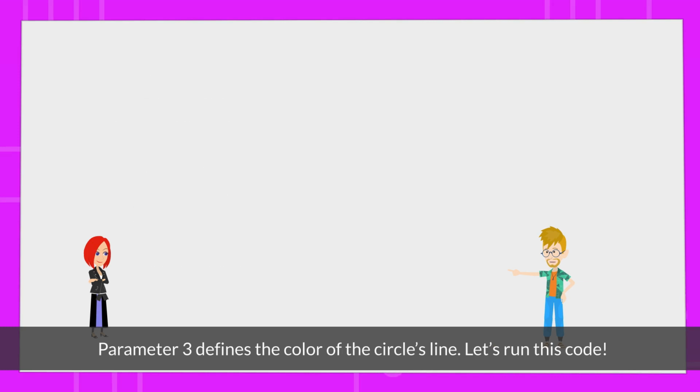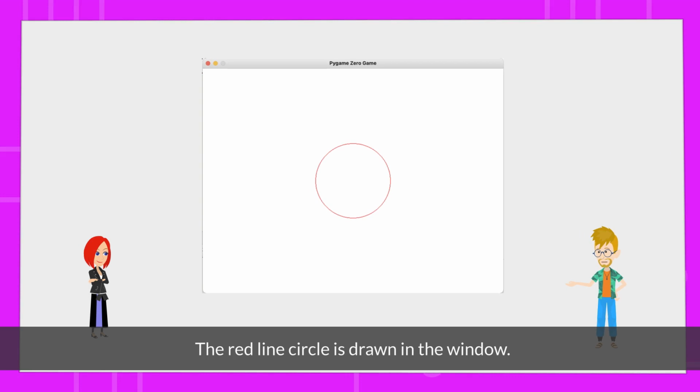Let's run this code. The red line circle is drawn in the window.